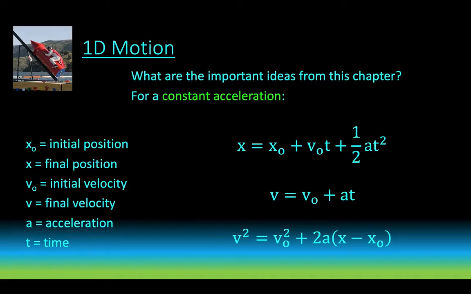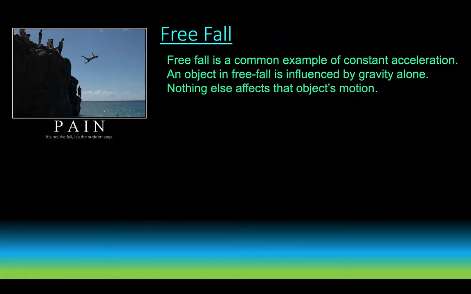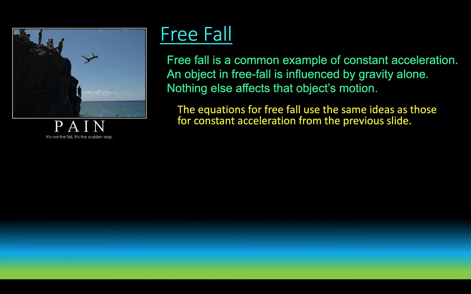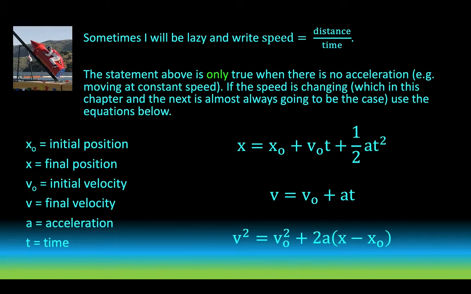Now, a very common scenario for constant acceleration that we will consider is the scenario of free fall. We will define free fall as a situation in which gravity is the only thing influencing an object's motion. So other than gravity, there is nothing influencing the motion of an object. That means we ignore air resistance, we ignore wind, there's nobody pulling something down or pushing it up, just gravity alone. The equations for free fall are the exact same equations as the equations of constant acceleration that we worked with on the previous slide here. They're written a bit differently, but these differences are ultimately just cosmetic.